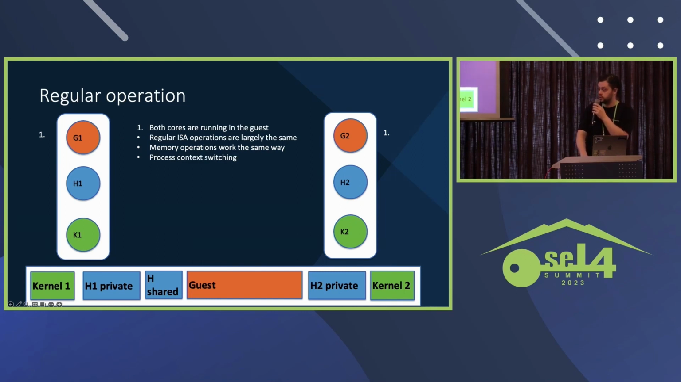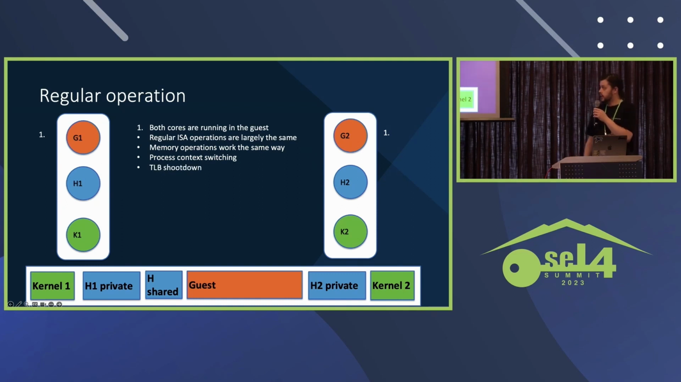Regular process context switching happens in the same way. When the guest VM wants to change applications, it doesn't have to do anything. It just changes the address space ID, changes the stage 1 translation table pointers, and things work as normal.